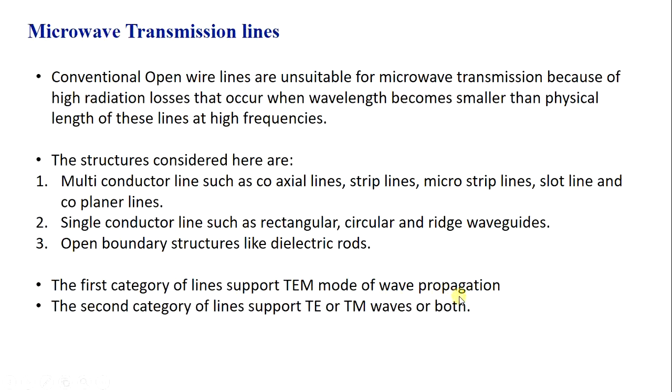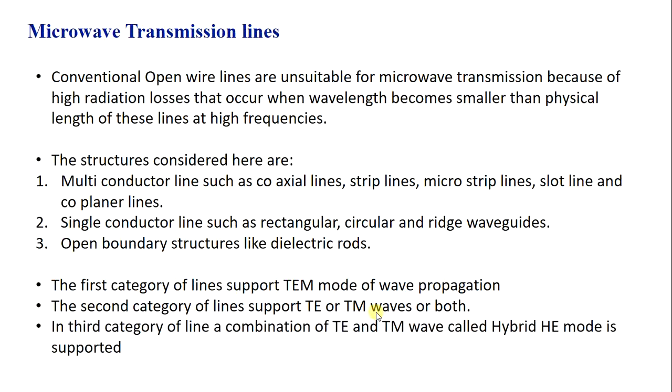While the second category, that is the rectangular, circular and ridged waveguides, supports only the TE or TM mode or both the modes. They support transverse electric and transverse magnetic wave propagation modes. The third category of line supports a combination of TE and TM wave called the hybrid HE mode. Starting with the coaxial line, first we will see the coaxial line, then we will move on to the waveguide, and at last we will see the difference between the transmission line and the waveguide.